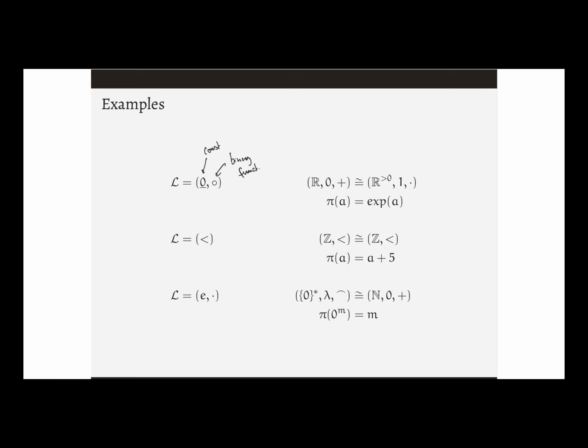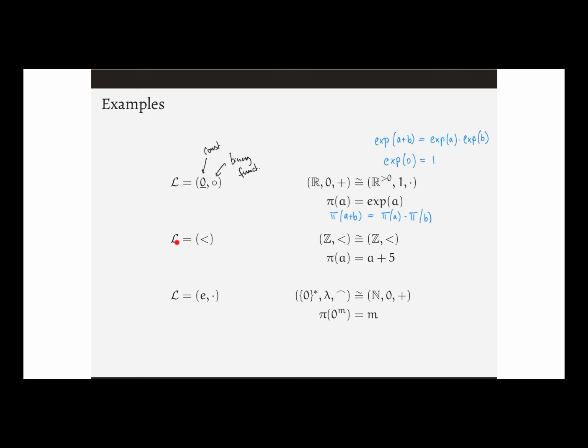Because what is the condition now for the isomorphism? Well, for the function, we would have that pi of a plus b is equal to pi of a times, because that's the interpretation of the function over on that other side, times pi of b. But that is, of course, given by the exponential function here, because we know that exp of a plus b is exp of a times exp of b. And we also see that the condition for the constant symbol is satisfied because exp of 0 is 1.